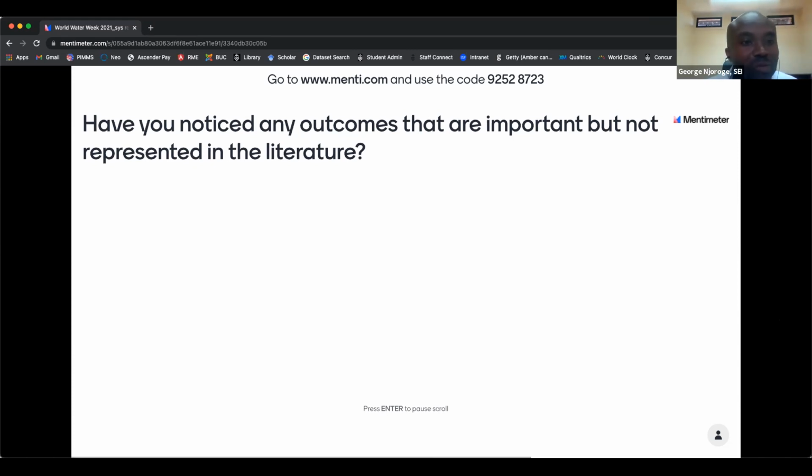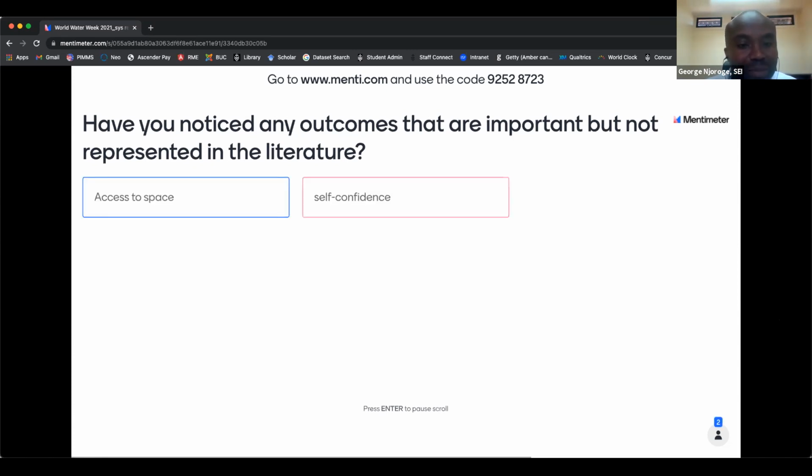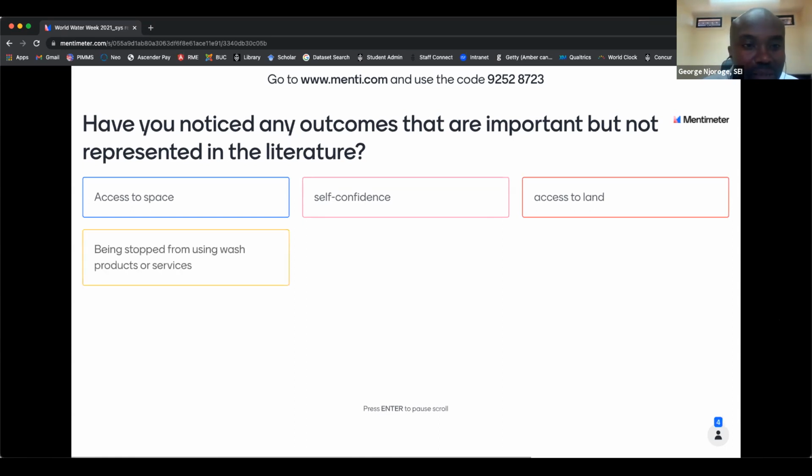We are asking if you have noticed any outcomes that are important but are not represented in the literature. If you could give us that response in a minute. Access to space is a new outcome that was not represented in the literature. Self-confidence is another outcome that was not captured.